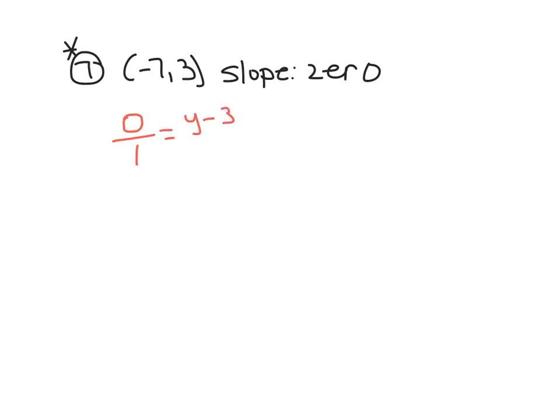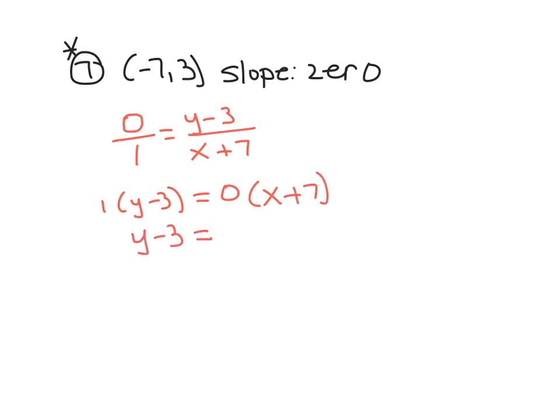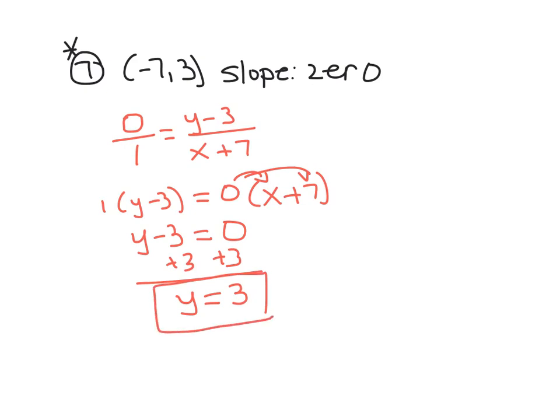Y minus 3, x minus a negative, so plus 7. Okay, cross multiply. 1 times (y minus 3) equals 0 times (x plus 7). Y minus 3 equals 0 times all of this is just 0. Y needs to be alone still, so add the 3 over. Y equals 3. Because remember, these are the special ones. They're special when you graph. They're special when you write the equations.